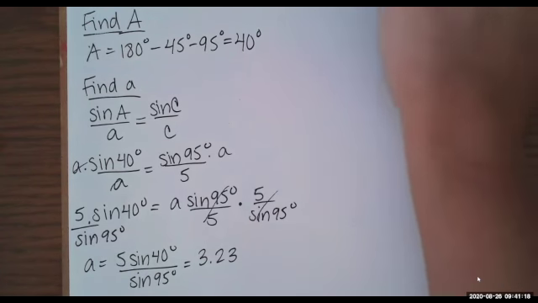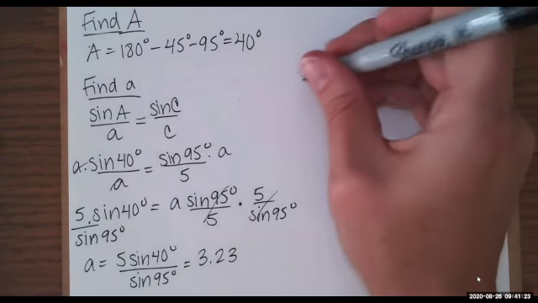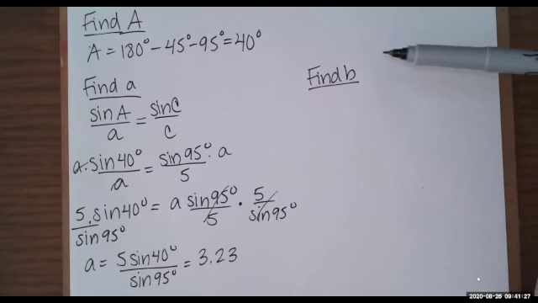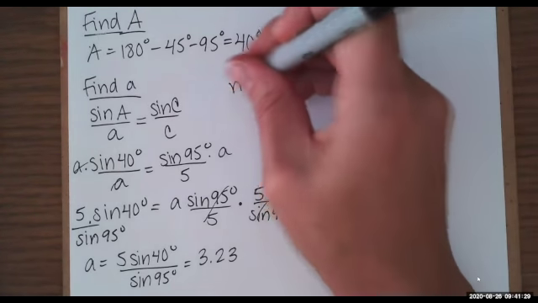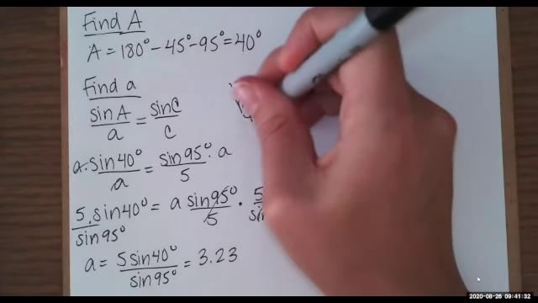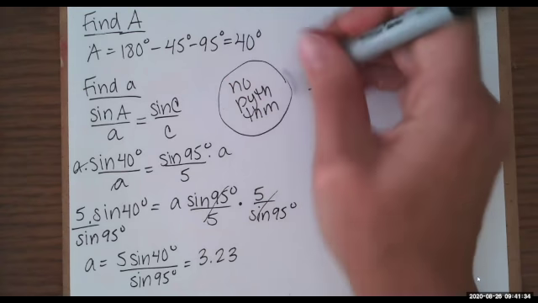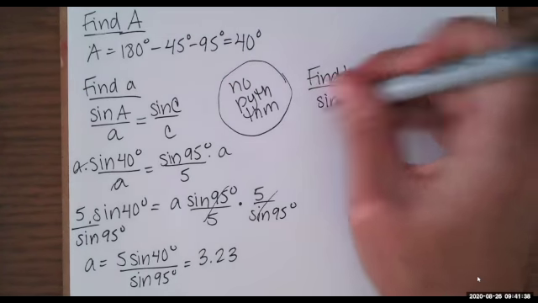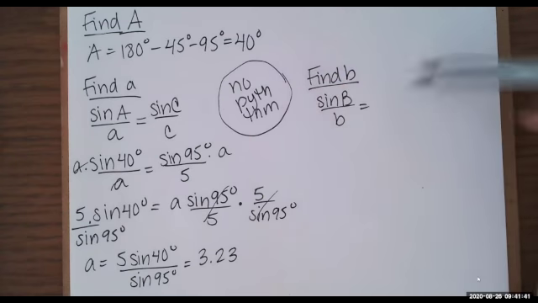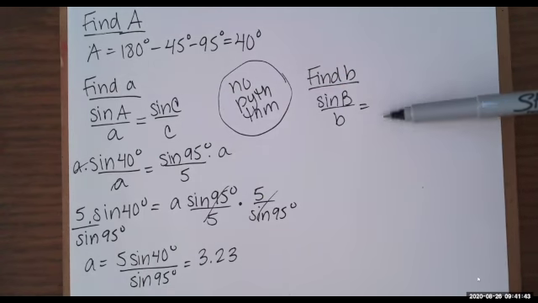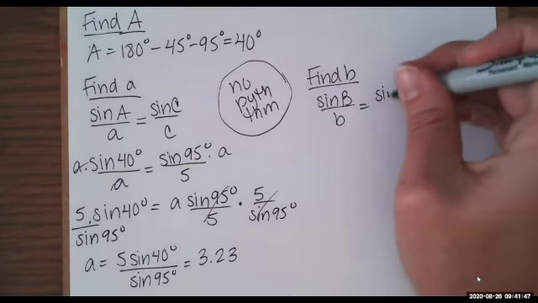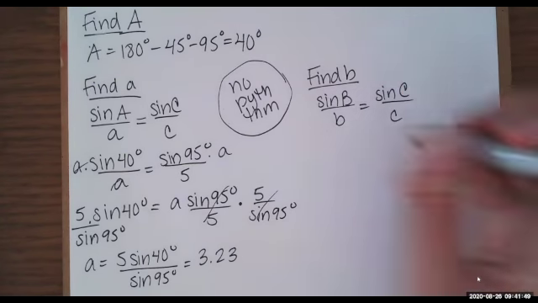The last step here is we want to find side B. So I'll do that right here, find side B. So again, be careful, you cannot use Pythagorean theorem here. No Pythagorean theorem. That only works for right triangles, okay, so be careful. So to find B, we know we want to set up sine of B over B. And then we can either set this equal to sine of A over A or C over C because we know both of those things. I'm going to use the information that was given in the problem, so I'm going to set that equal to sine of C over C.